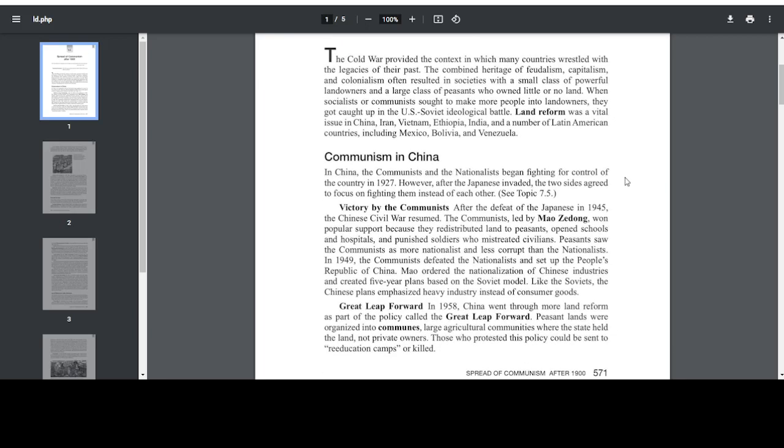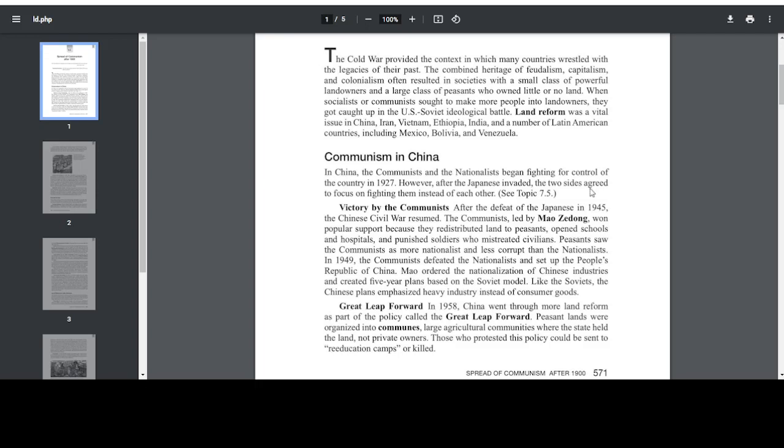Communism in China. In China, the communists and the nationalists began fighting for control of the country in 1927. However, after the Japanese invaded, the two sides agreed to focus on fighting them instead of each other. See Topic 7.5.